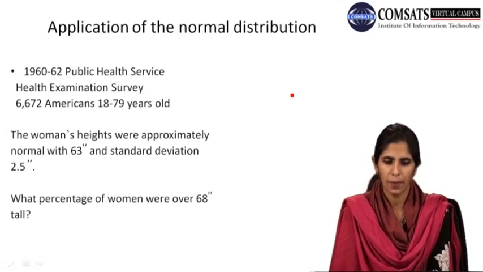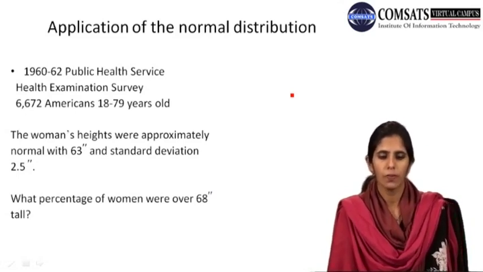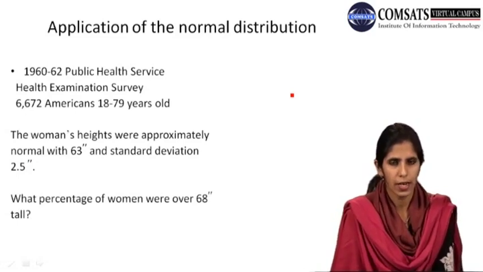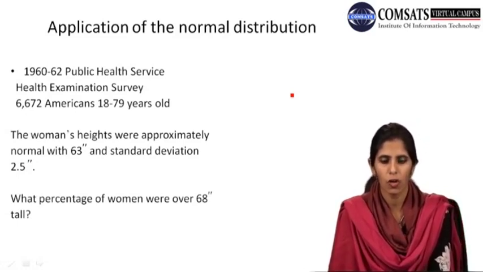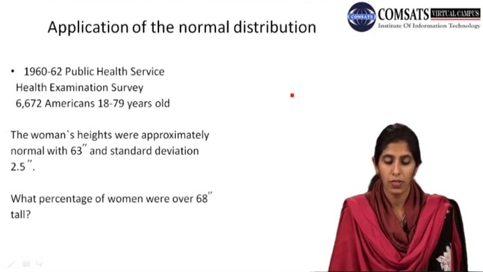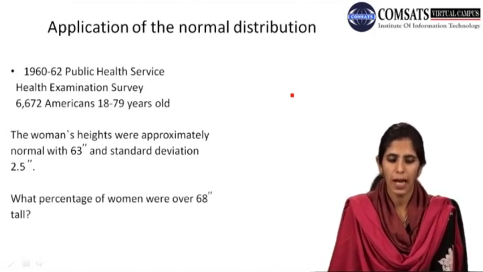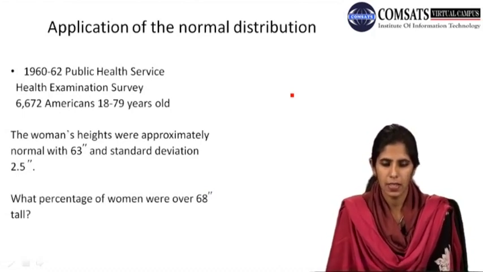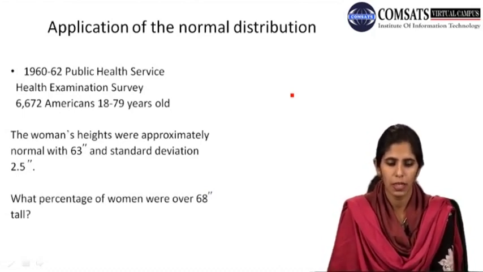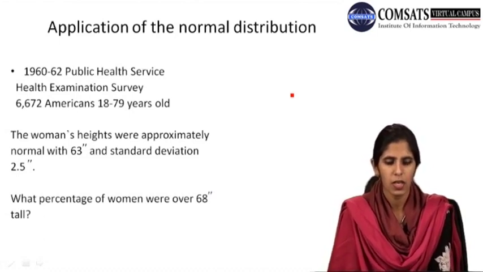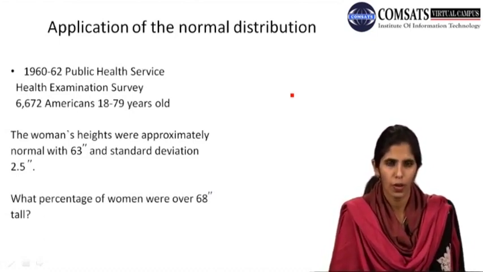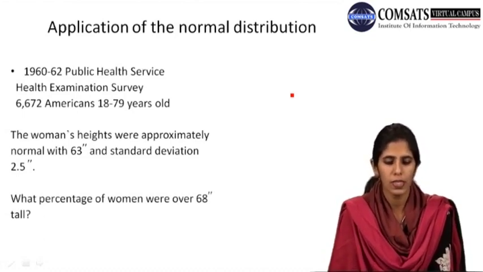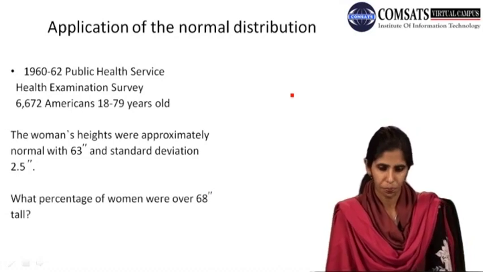Now here we are identifying an application of the normal distribution in which, in 1960 to 62, there was a Public Health Service health examination survey in which 6,672 Americans aged 18 to 79 years were studied. The women's heights were determined and were approximately normal with a mean of 63 inches and a standard deviation of 2.5 inches. What percentage of women were over 68 inches tall?